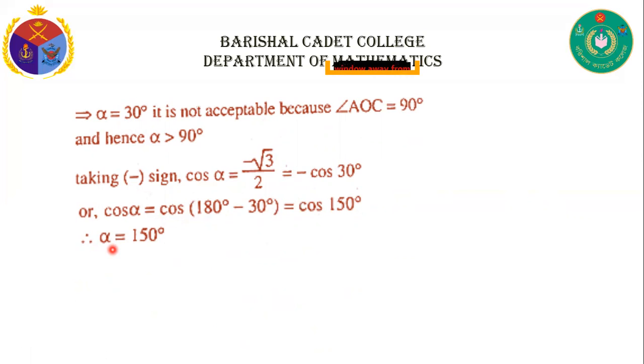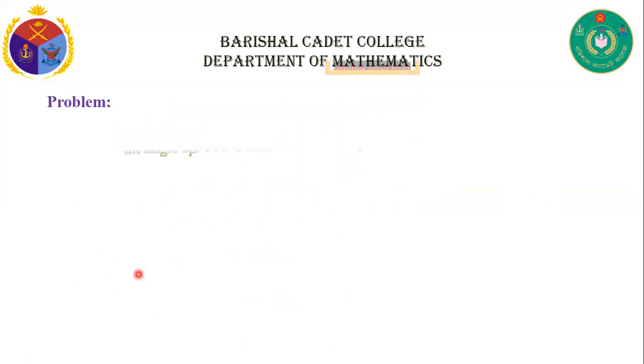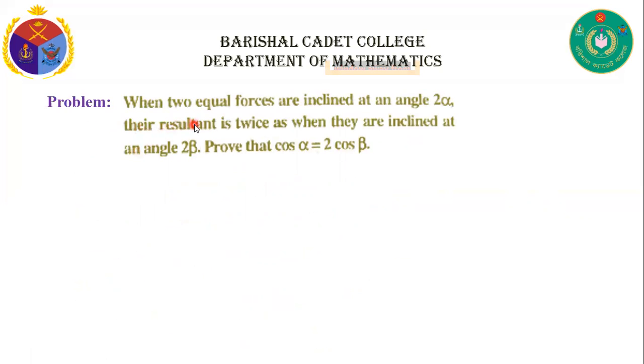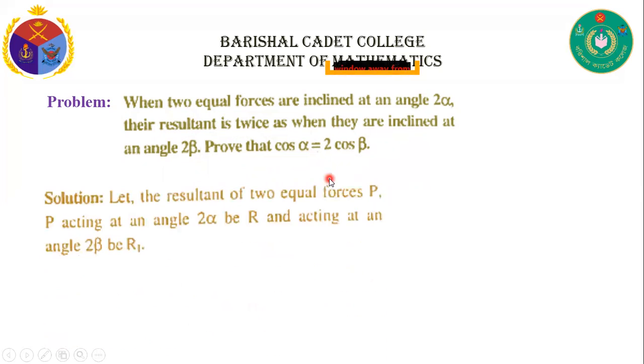So there we solved this problem: our included angle must be greater than the resultant. Okay, so now another problem. When two equal forces are inclined at an angle alpha, their resultant is twice that when they are inclined at an angle beta. Prove that cos alpha equals 2 cos beta.